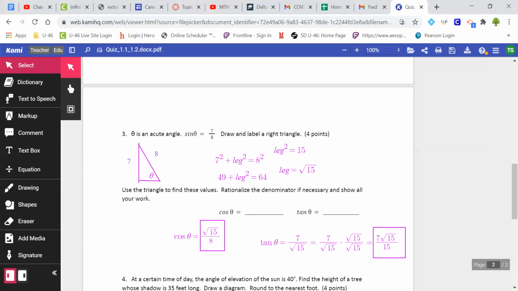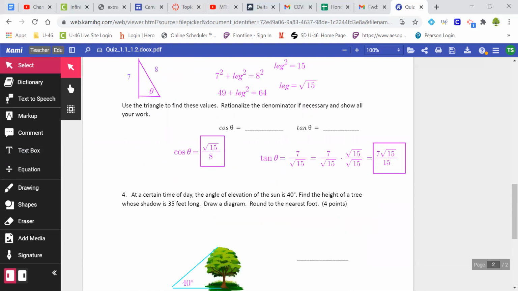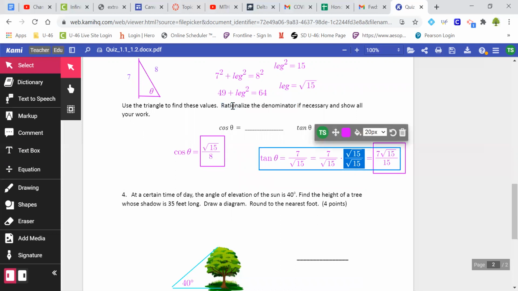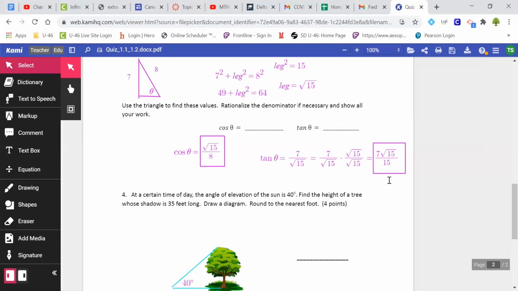And I can use the Pythagorean theorem to find this leg. So leg squared plus leg squared equals hypotenuse squared. I discover the leg is rad 15. And the cosine of theta is adjacent over hypotenuse, so rad 15 over 8. Tangent is opposite over adjacent, so 7 over rad 15. We want to rationalize the denominator, which were the directions. So rad 15 is irrational, and I can always multiply by 1 and not change anything. So I'll multiply by 1, and the denominator becomes 15, which is rational. And this is the final answer.